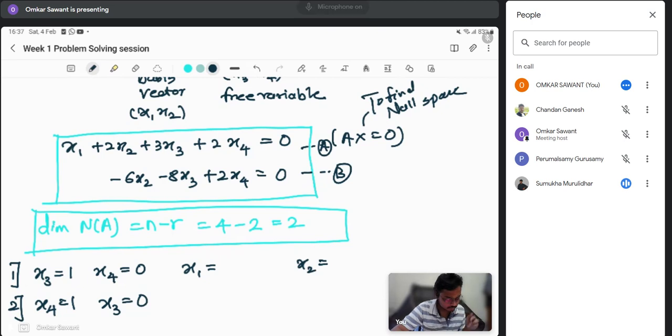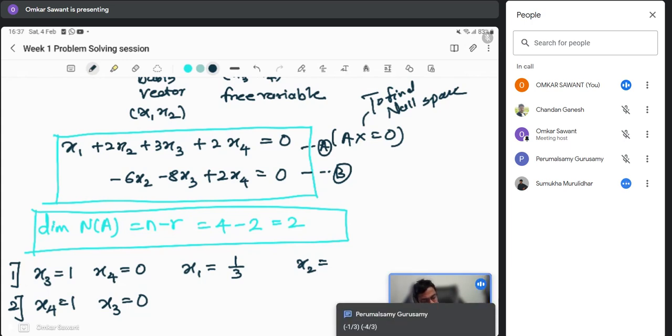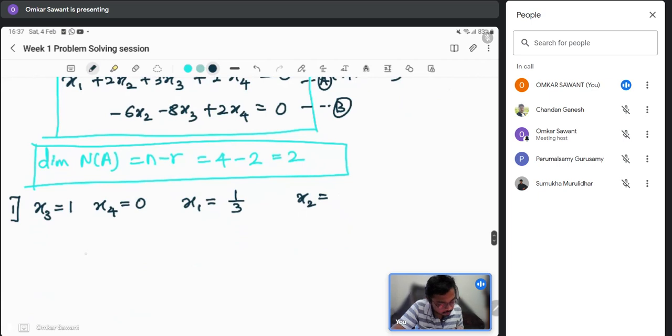Sir, x1 is 1 by 3, and x2 is 4 by 3. Are you sure? So minus 4 by 3 or 4? Let's check. Okay, so we put x3 as 1 and x4 as 0. So minus x2 is equal to 8. So x2 is 8 by minus 6, right? So it is minus 4 by 3, right?